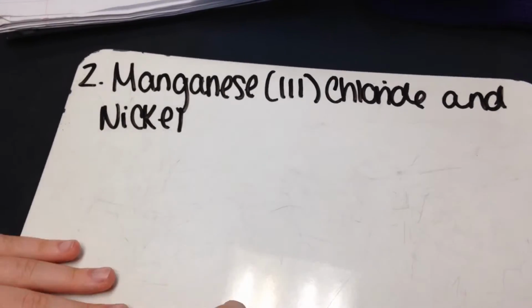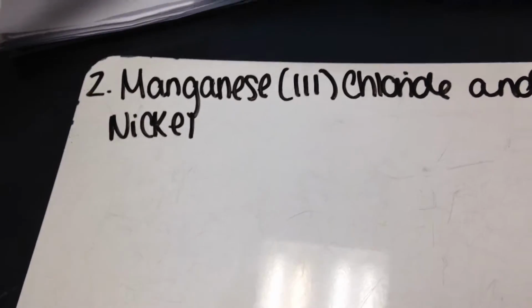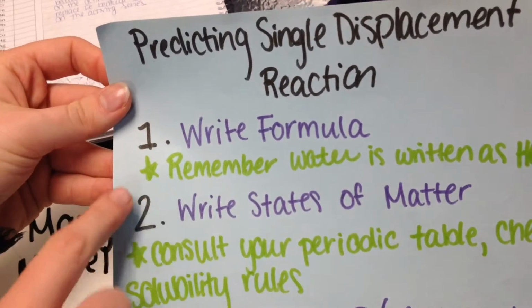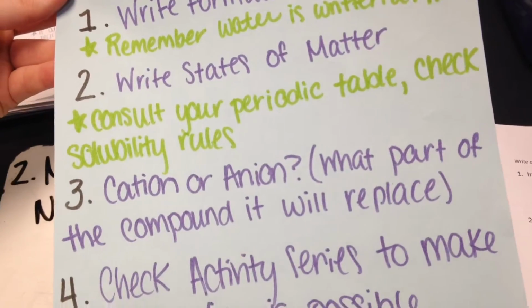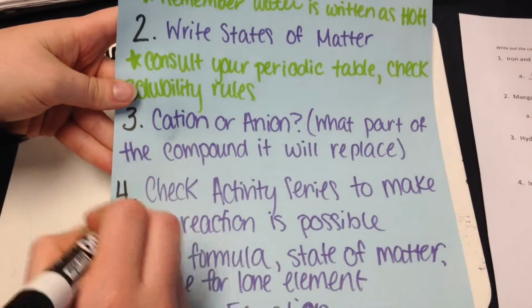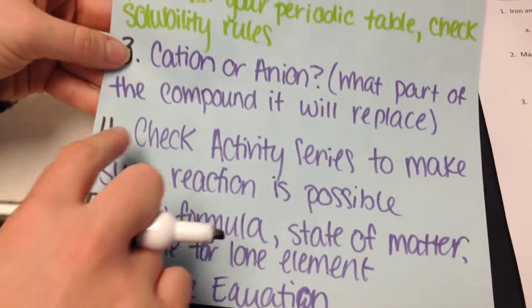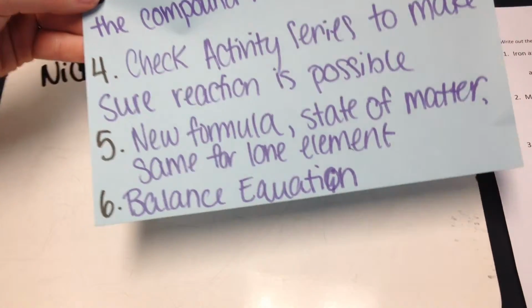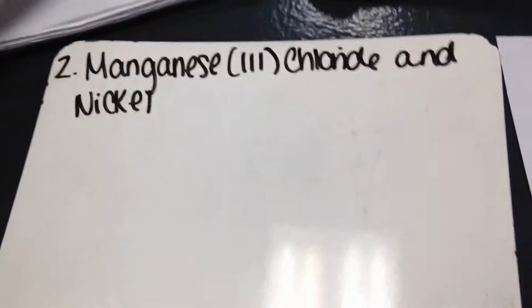Our second problem is manganese 3 chloride and nickel. So going back to our formula rules, we need to write the formula, write the states of matter. Is it a cation or anion? What part of the compound will it replace? Check activity series. This is going to be a big one for this one, and we'll get back to that later. And then once that's checked, go into new formula, state of matter, and then same for the lone element, balance the equation.